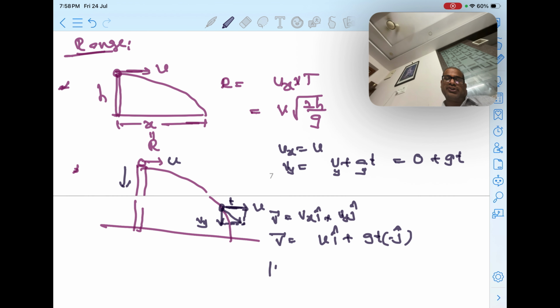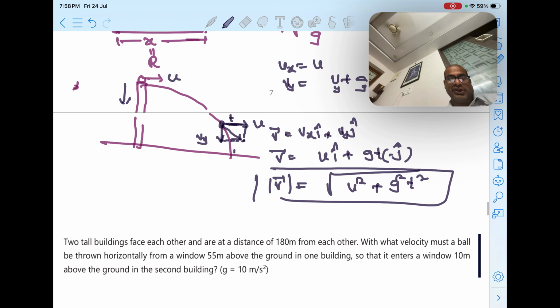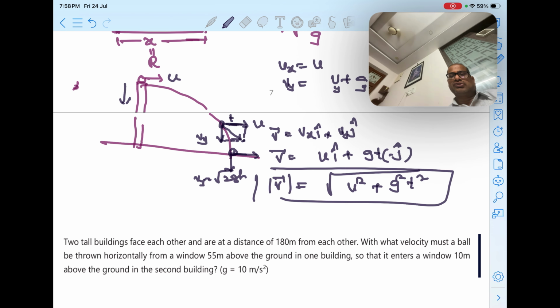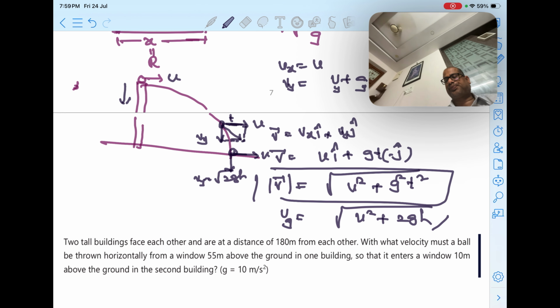Now what is the magnitude of this velocity? The magnitude will be under root of u square plus g square t square, since these are perpendicular components. Now, what is the velocity on reaching the ground? Again the x value is u, and vertically downward vy is root 2gh. So the velocity on reaching the ground will be under root of u square plus root 2gh whole square, that is u square plus 2gh.